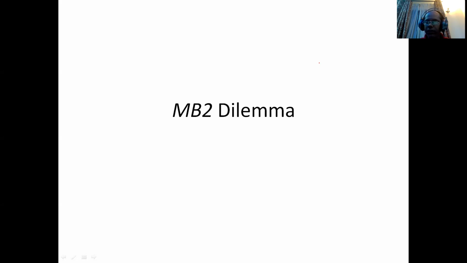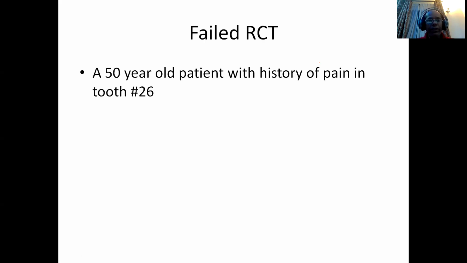Before going on to discuss in detail the importance of the MB2 canal and its role in the success of root canal treatment outcome, I want to share a case. A 50-year-old patient visited my clinic with a history of pain in tooth number 26, that is the left maxillary first molar. When I inspected the tooth, it was tender to percussion, and it was heavily filled with composite restoration.